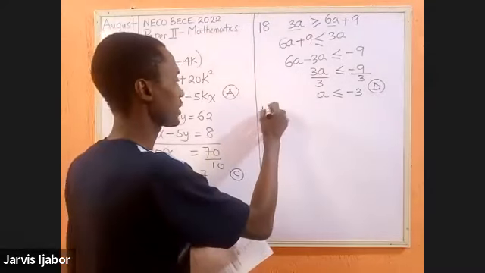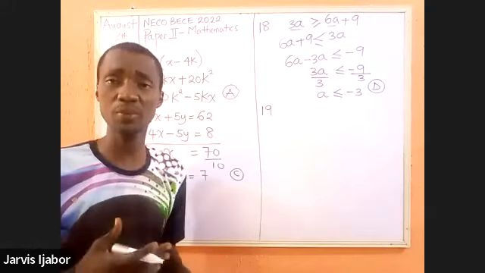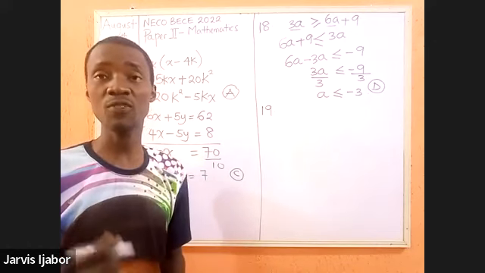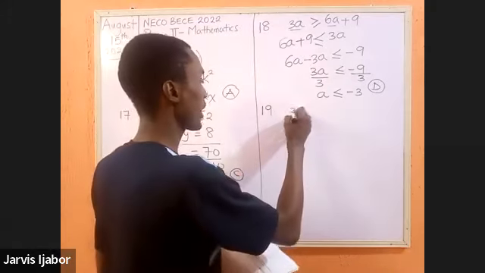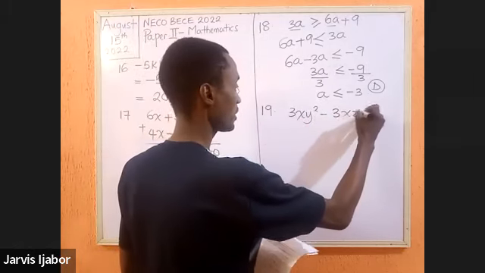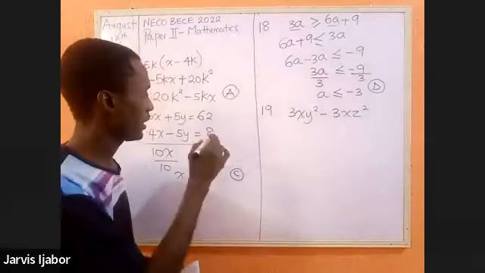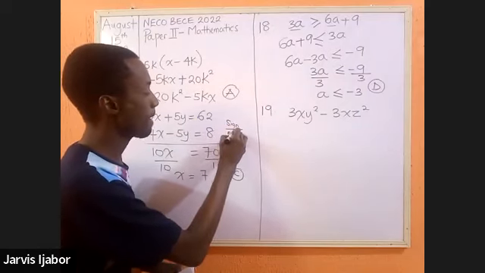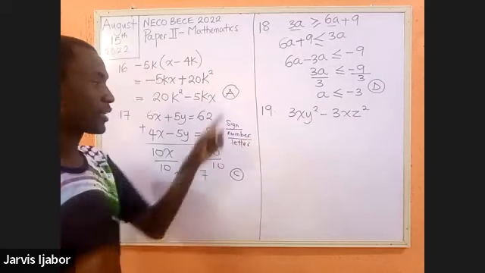So we'll go straight ahead to question 19. In question 19, another term in algebra is tested. It says factorize. To factorize is to bring out factors that are common to the terms being talked about. So look at this. The question says 3xy squared minus 3xz squared. Now, look at this very well. Remember, we have sign, number, letter.